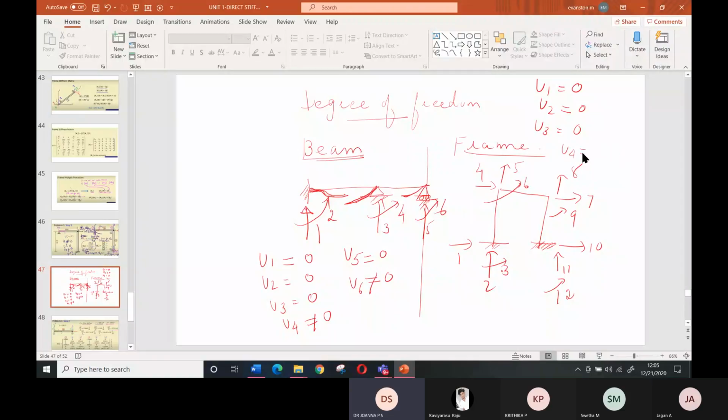No, it's a free joint, not equal to 0. U5, equal to 0? It is free to move. It can compress, it can sway, so it is not equal to 0. And U6 is also not equal to 0. Then the same for 7, 8, 9: 7 and 8 are not equal to 0.